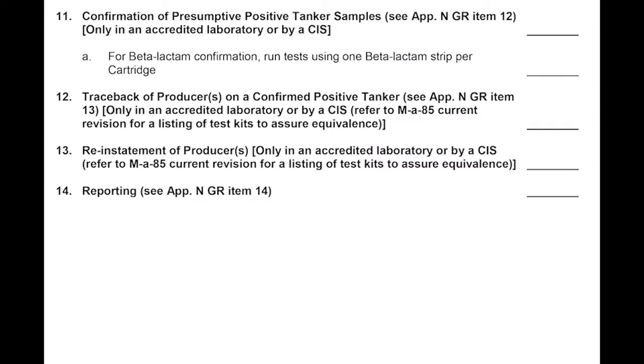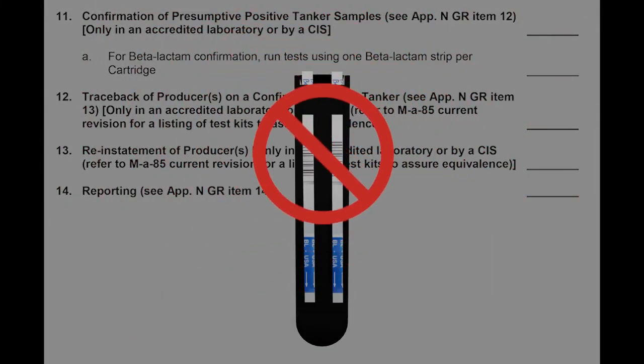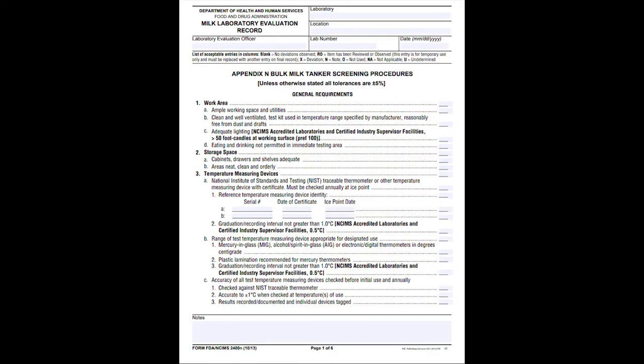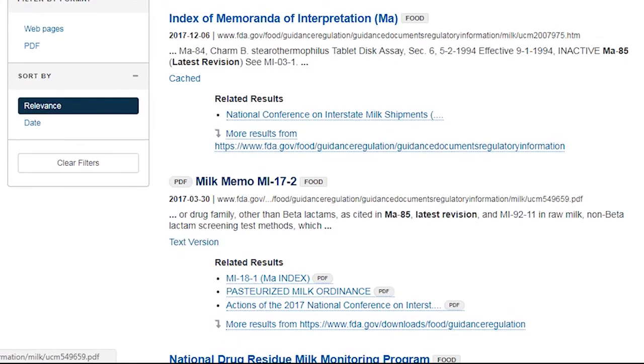For confirmation testing, you must run 2 different cartridges containing a beta-lactam test strip with your positive and negative controls. 2 beta-lactam test strips cannot be added to the same Raptor cartridge to run the sample in duplicate. For traceback testing and reinstatement, refer to the Appendix N General Requirements and the latest revision of MA85 on the FDA.gov website. This concludes the 2400 form overview section. If you have any questions, please contact us at any time.